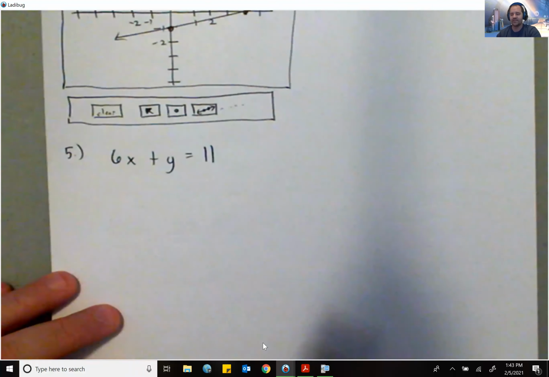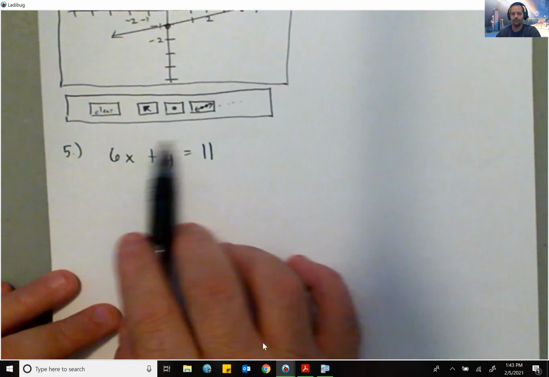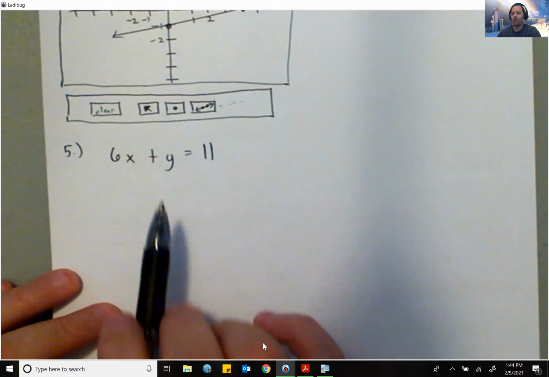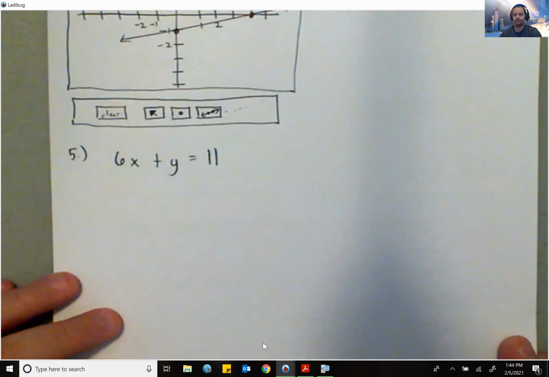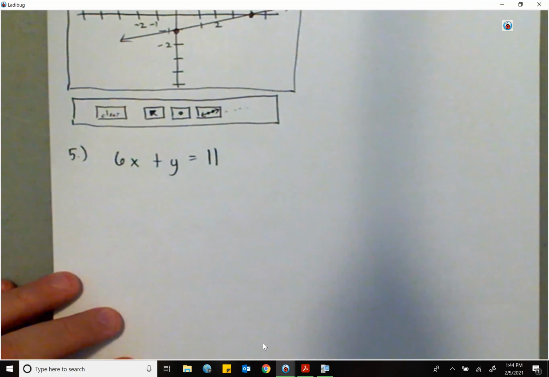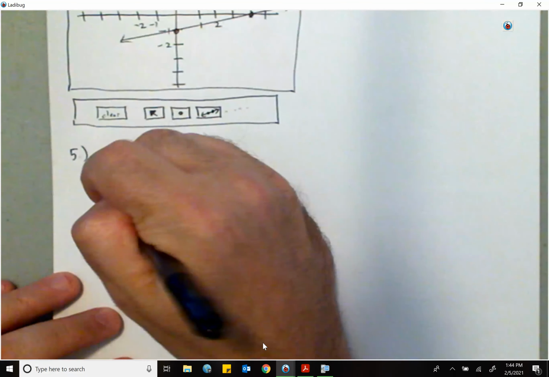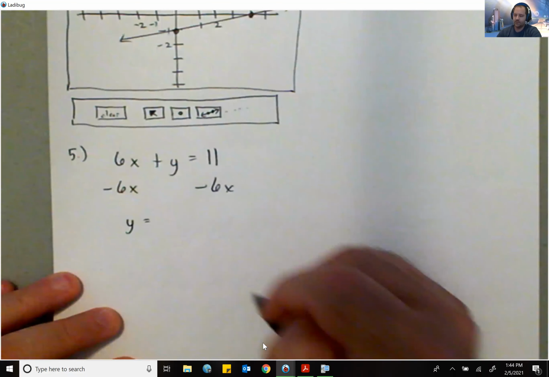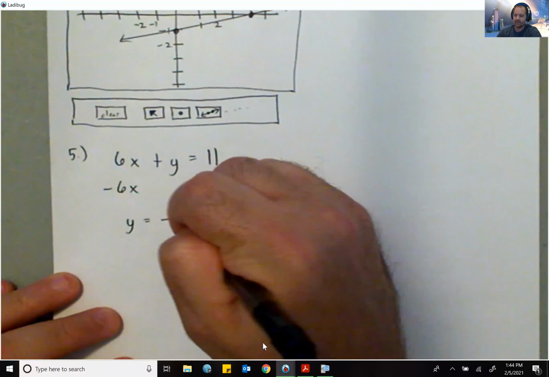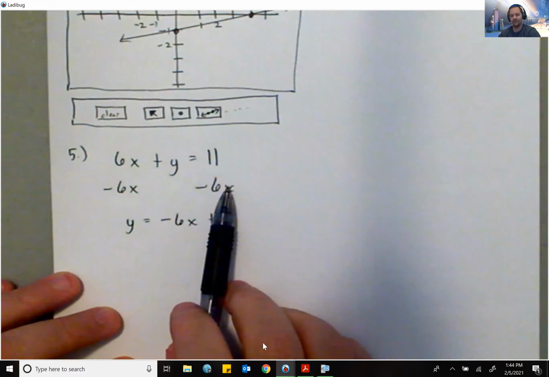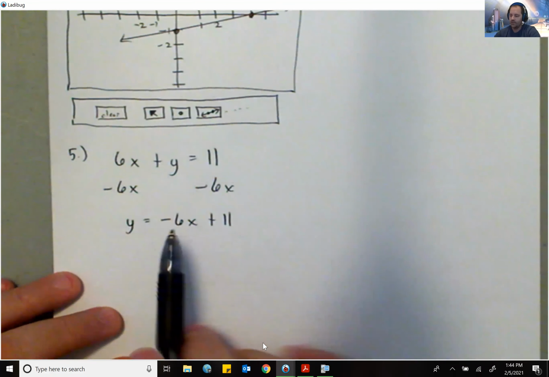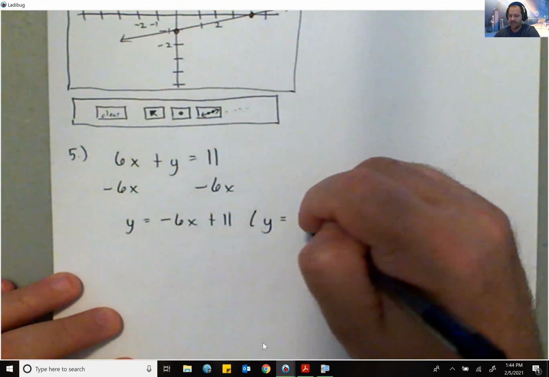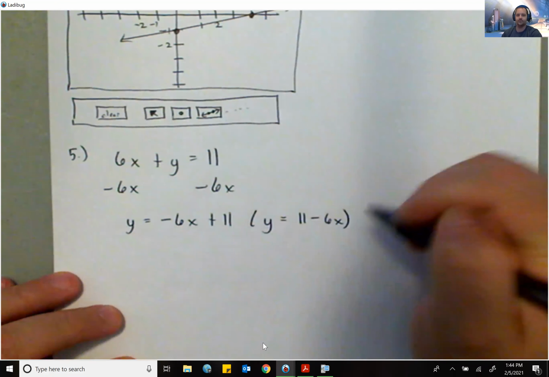Okay, right now this is in what we call standard form. We need this to be in slope intercept form. So how do we get the y value by itself? Moving the 6, so minus 6x. Yeah. So y equals -6x plus 11, because I like to put my x variable first. But again, if you wrote it like this, y equals 11 minus 6x, there's nothing wrong with that.